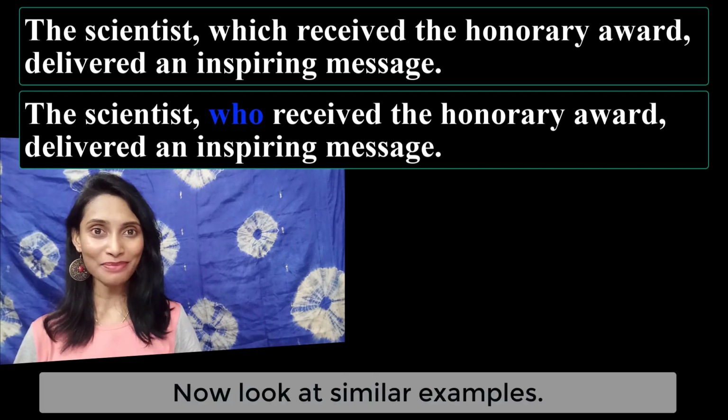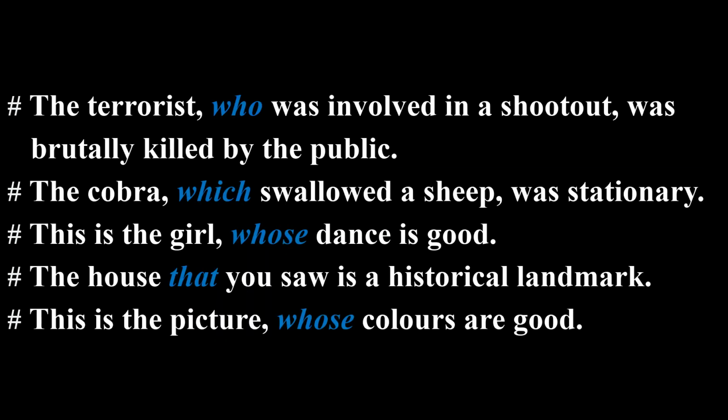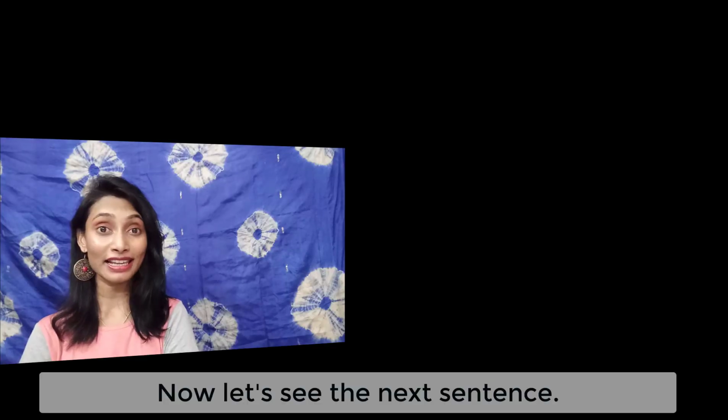Now look at similar examples. The terrorist who was involved in a shootout was brutally killed by the public. The cobra which swallowed a sheep was stationary. This is the girl whose dance is good. The house that you saw is a historical landmark. This is a picture whose colors are good. Now look at the next example.